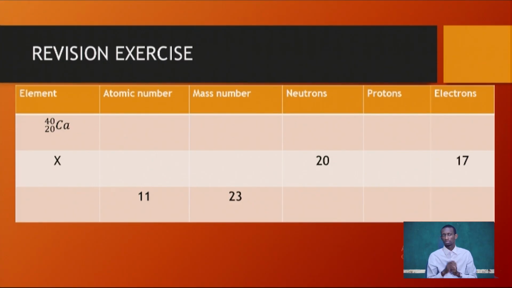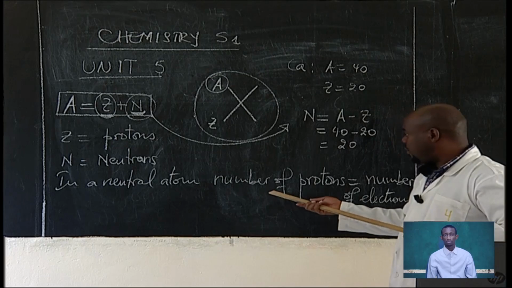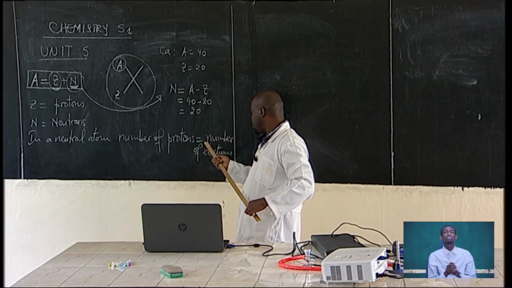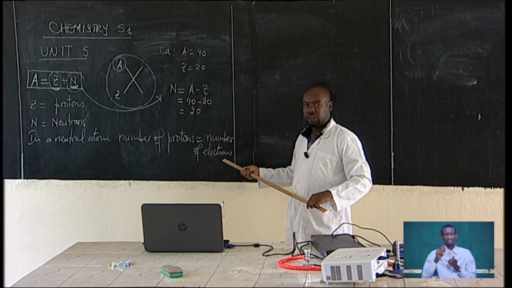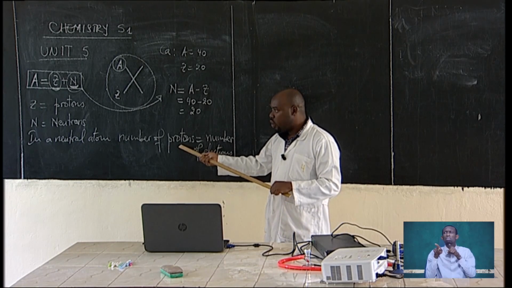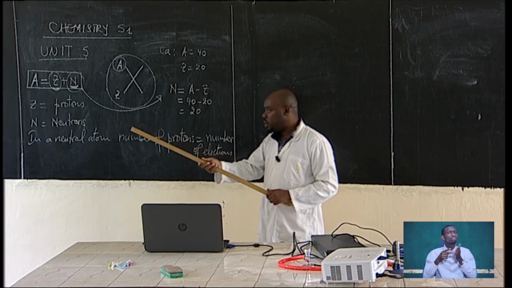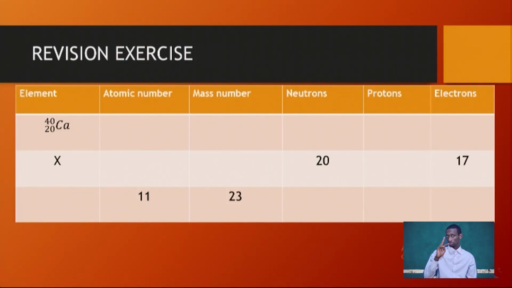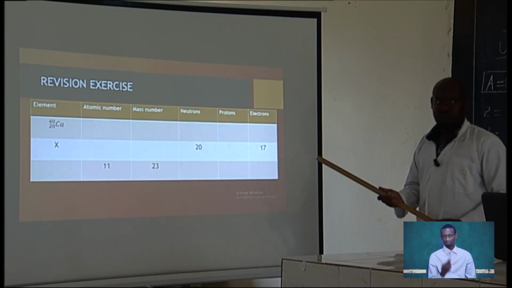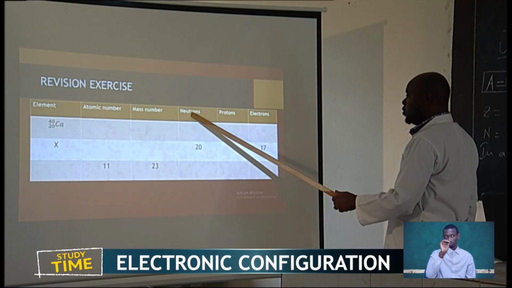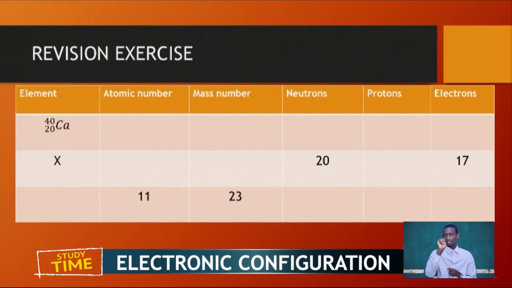What is the number of electrons? In the same part, let us consider the statement we have here. In a neutral atom, the number of protons is always equal to the number of electrons. So being equal, and we already know the number of protons, we can determine the number of electrons. So the answer for this space here is also 20. So the atomic number is 20, mass number is 40, neutrons 20, and 20 electrons.